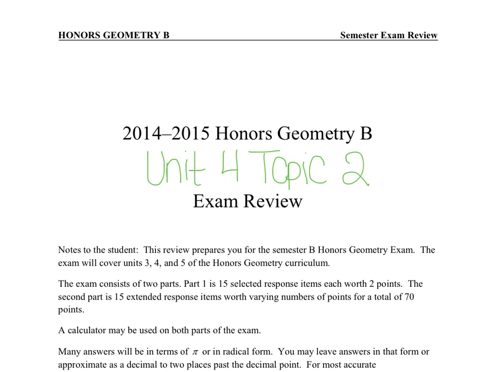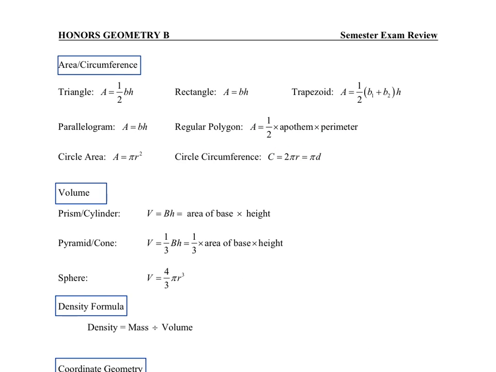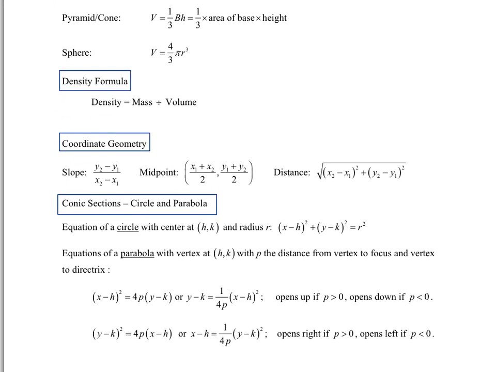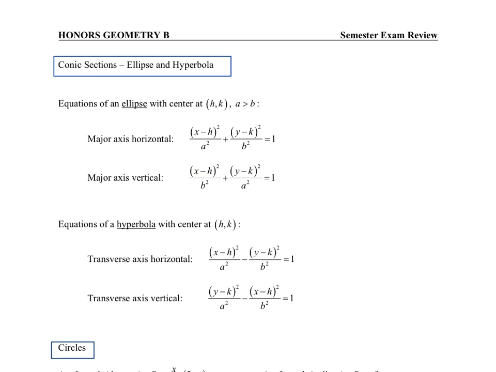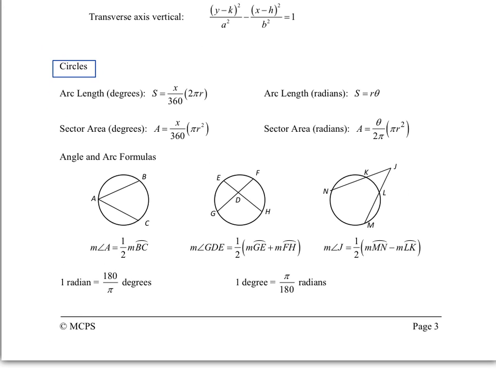This is the Honors Geometry exam review for Unit 4, Topic 2. Remember that you will be given a formula sheet in your exam, and you might need to use these formulas, especially with this topic right here, but it's a great reference to remember. There's 2 pages, so again, you have all of this, but for Unit 4, Topic 2, we really use that coordinate geometry part.